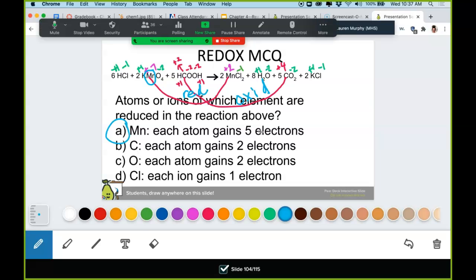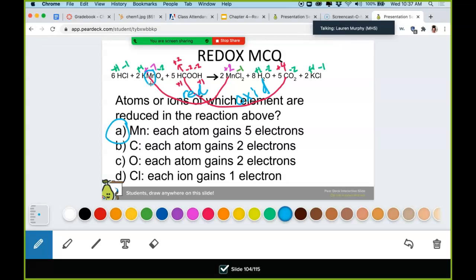And then let's talk about why it's the 5 electrons. I'm gonna solely focus on the manganese, okay? I'm gonna ignore the potassium and the oxygens just for the sake of understanding it's just the manganese that's changing. It's going from 7 plus to 2 plus. Well, how does it do that? Well, it obviously takes in 5 electrons for it to drop down to 2 plus, which is why it says it's gaining 5 electrons.